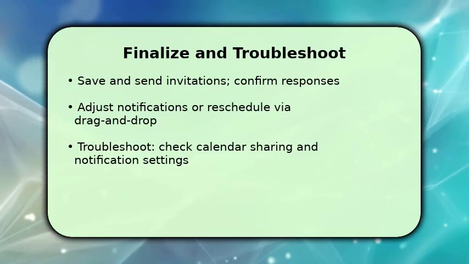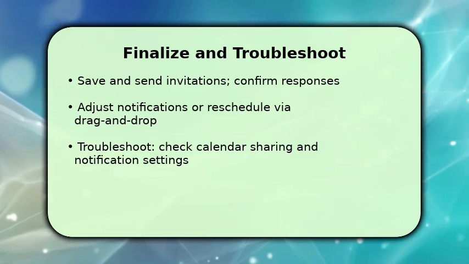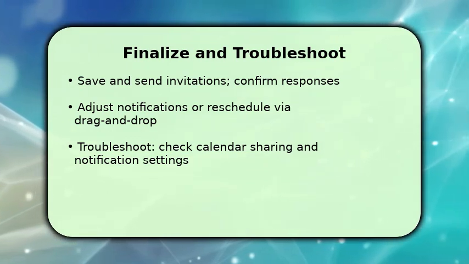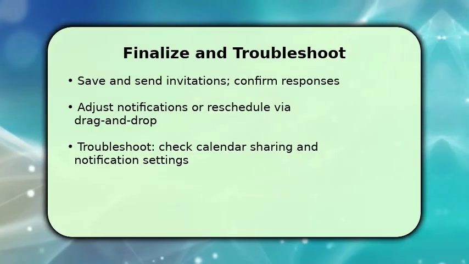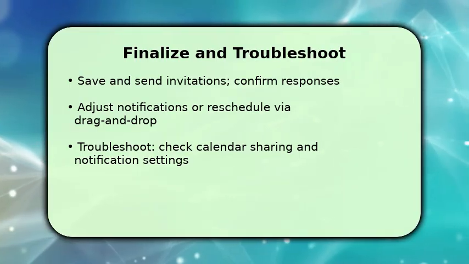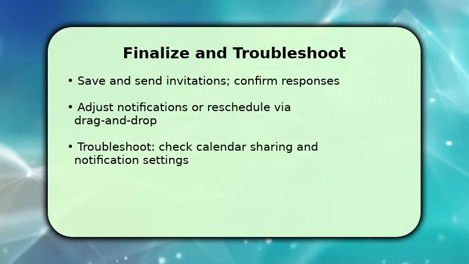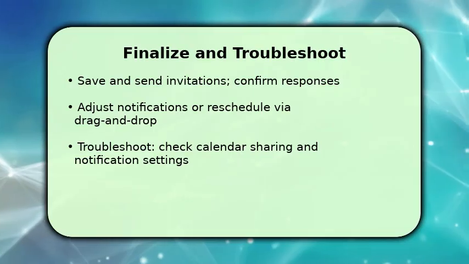After reviewing details, save the event and send invitations. You should watch for RSVP statuses to confirm attendance. If plans change, drag the event to a new slot or edit the time and notify guests. Google Calendar will offer to update everyone.